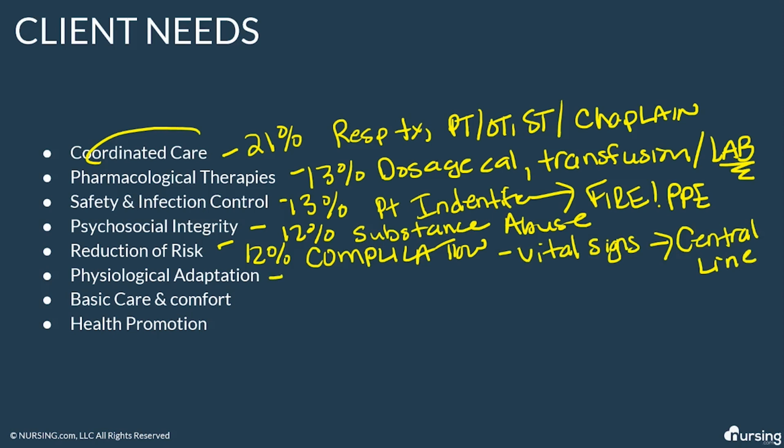Physiological adaptation. This is about 10% of your test. And this is going to have to do with patients that have a presentation of chronic, acute, or even life-threatening conditions. So you're going to have to do those acute skills. So you're thinking what? Tele strips. Maybe you have to work with chest tubes. Maybe even you have a patient in respiratory distress.